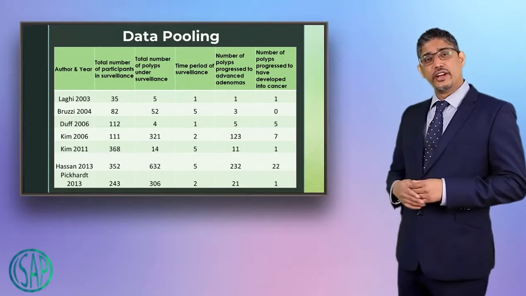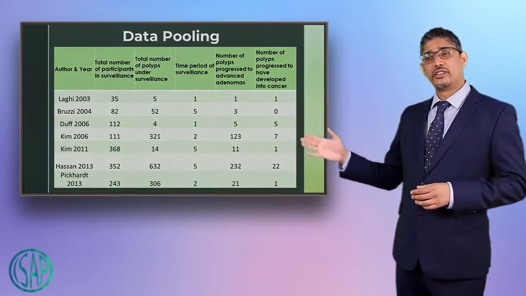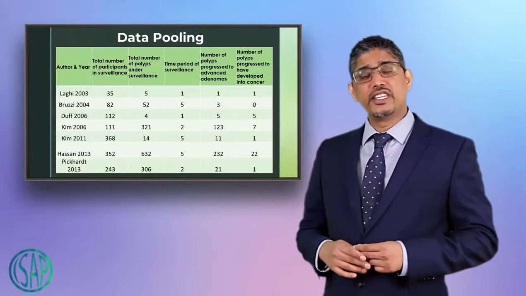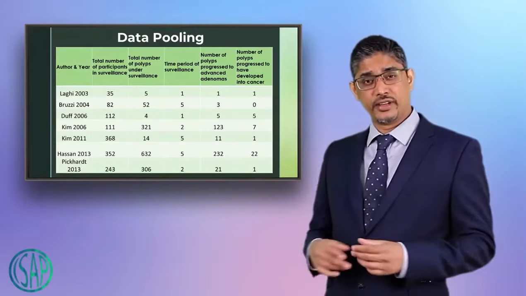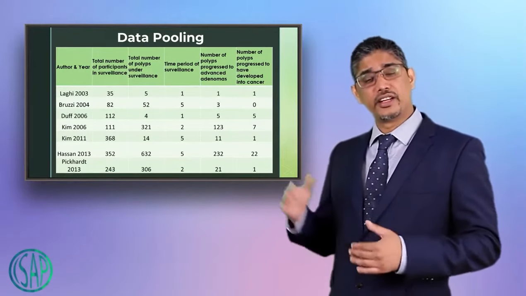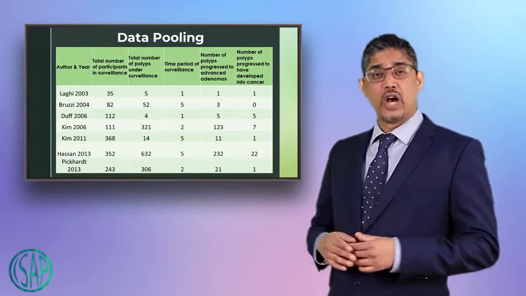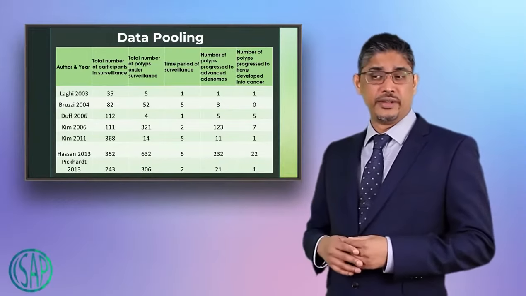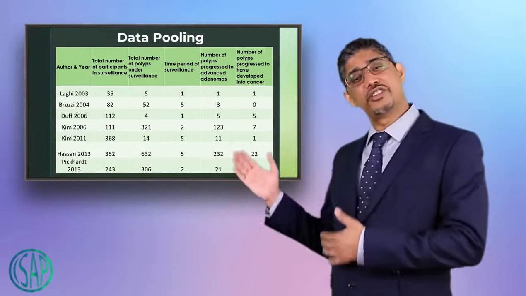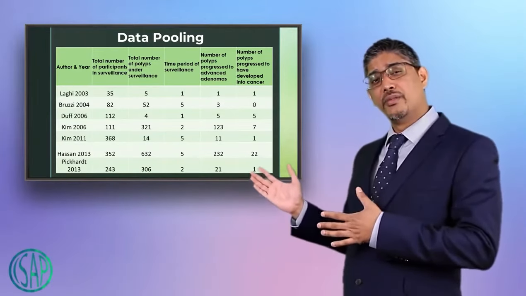These are the studies included. On your left hand side, the studies included, author and year. That column has the study name, first author and the year of publication. In the second column, you can see the total number of participants reported in that paper. And then the total number of polyps reported in that paper, which are under surveillance. And then you can see the time period of surveillance, how long the duration, like 1 year, 2 year, 3 year, 5 year. And then in the other column, the number of polyps progressed to become advanced adenomas. And finally, the last column has the number of polyps progressed to become cancers. So this is an example of pooled data.